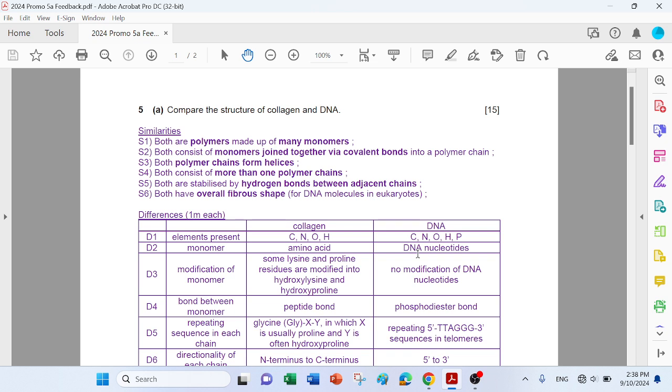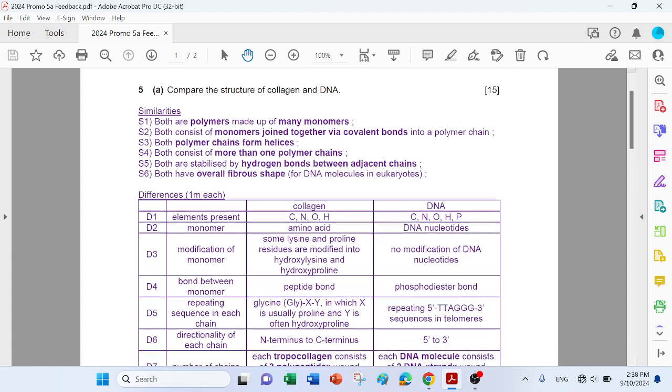Okay, and both are overall fibrous, meaning both are overall linear, long. Same shape, even though they are helical. Helical and fibrous are not mutually exclusive. Helical and linear also not mutually exclusive. You can be fibrous and helical. So some of you took that as a difference. Some of you mentioned collagen is fibrous versus DNA is helical. That is really not a difference.